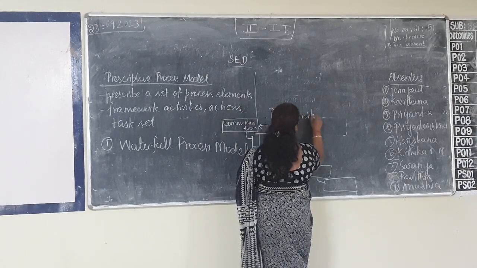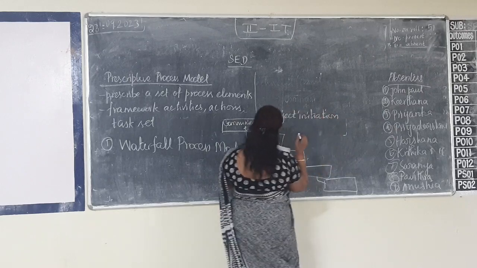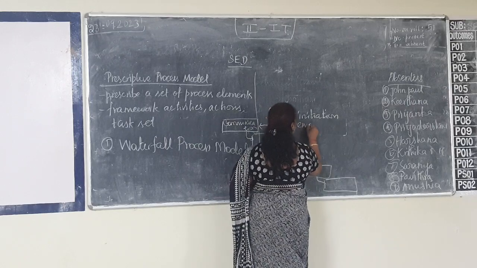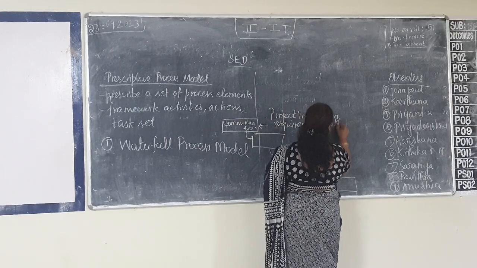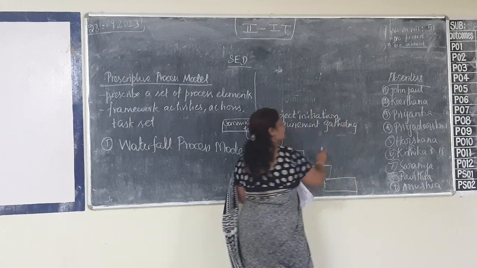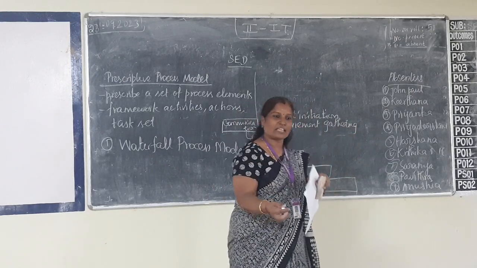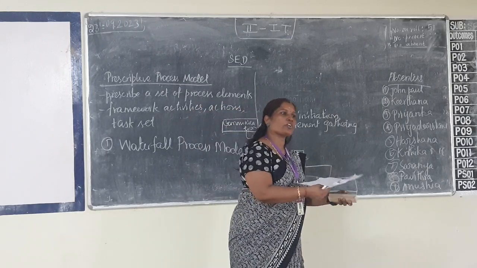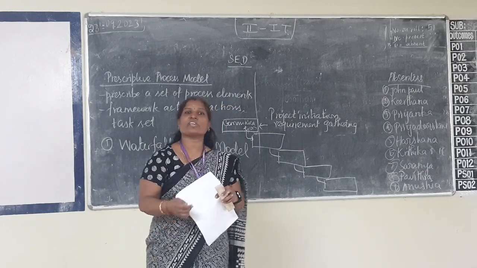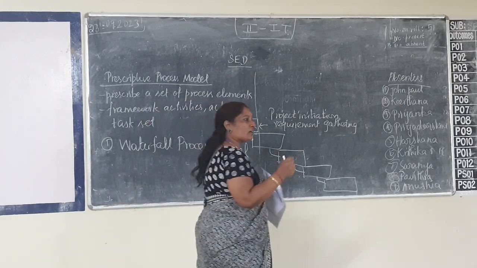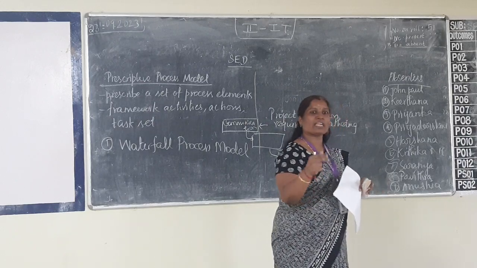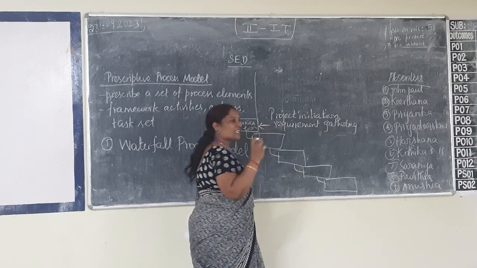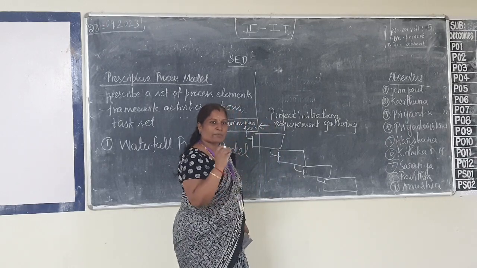Project initiation, requirement gathering. Which means if you just connect with your design thinking, the first phase of design thinking is what? Empathize. What do we do in empathize? We will find out the need of the user, right? What they want, what they require. The same thing will be done in the communication phase of the software engineering process model.